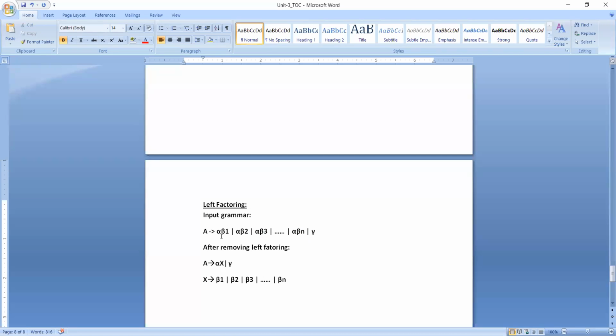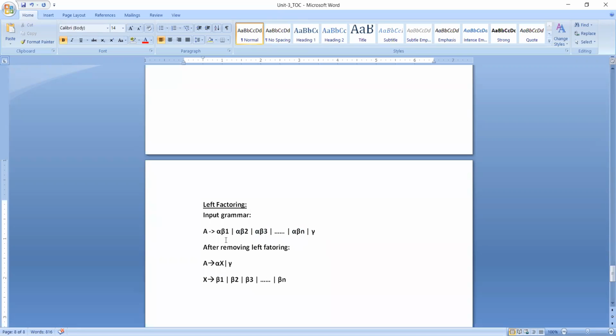Now please have a look at this. What is the common thing which is available on each and every production? You can see here in the first production we have alpha. In the second production we have alpha. Then in the third production also we have alpha. And at the same time in the last production also we have alpha.